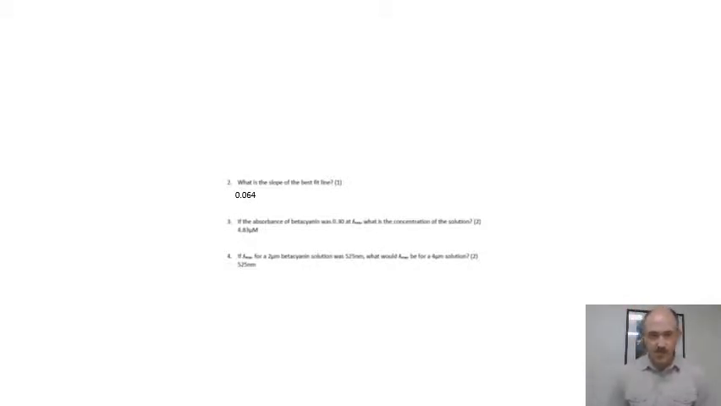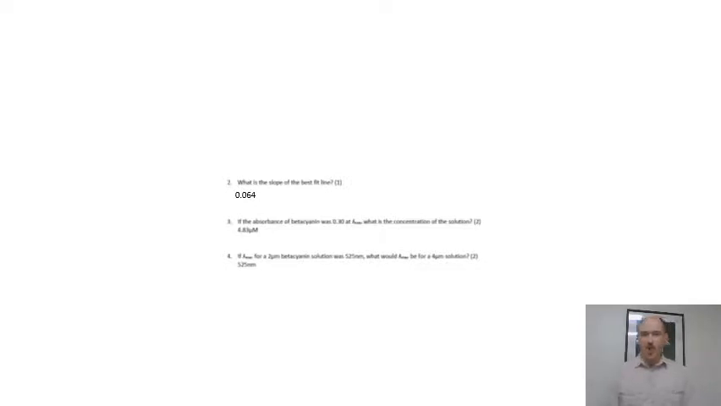Number 3, if the absorbance of beta-cyanine was 0.3, what is the concentration of the solution? You have to solve that using your best fit line, the equation of the line that you can insert on Excel. And then if you do that, you'll get roughly about, at least for my sections, about 5 micromolar for that answer. So I accepted anything from like 3 to 8 micromoles as a potential answer there, depending on your class section's data.